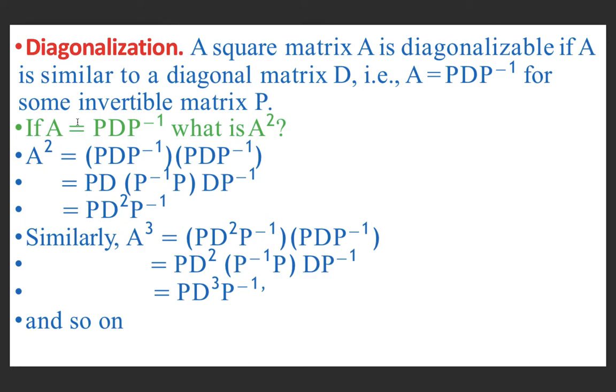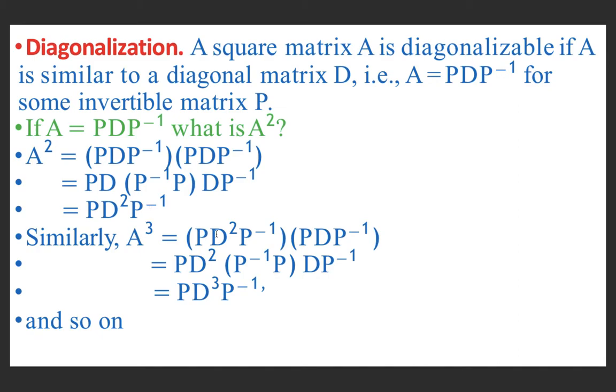So if A is P D P inverse, then A square is equal to P D P inverse into P D P inverse. We know that associativity holds in the case of matrix multiplication. Hence we may write it as P D into P inverse P into D P inverse. But P inverse P is the identity matrix. So D into I is D and D into D is D square. So this is P D square P inverse.